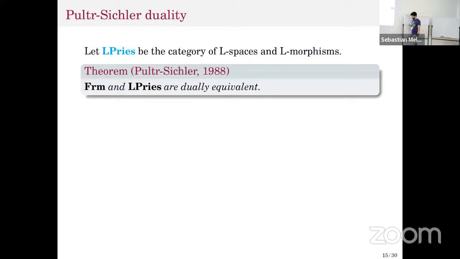This was first shown by Pultr and Sichler in 1988, that these two are equivalent. And they have a bit different setup because they basically have everything upside down. But you might say I have everything upside down. For them, everything is clopen downsets, because they have everything defined dually.